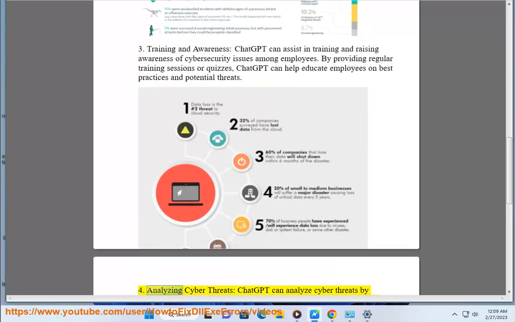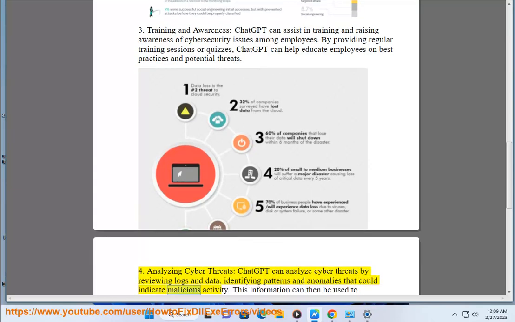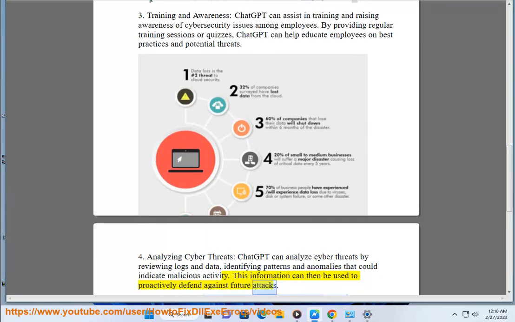4. Analyzing cyber threats. ChatGPT can analyze cyber threats by reviewing logs and data, identifying patterns and anomalies that could indicate malicious activity. This information can then be used to proactively defend against future attacks.